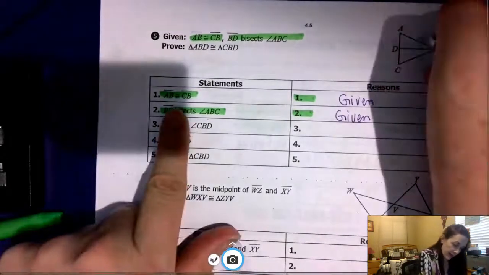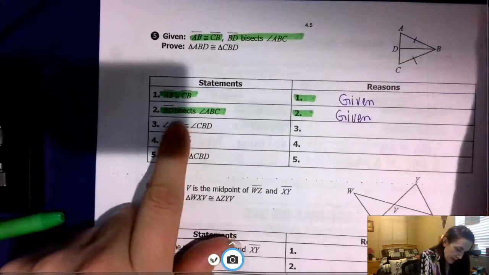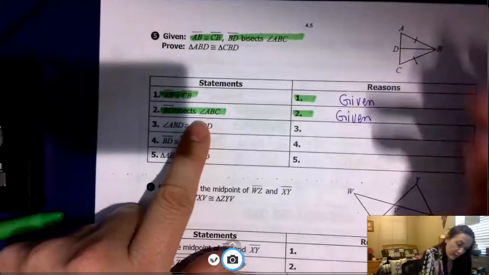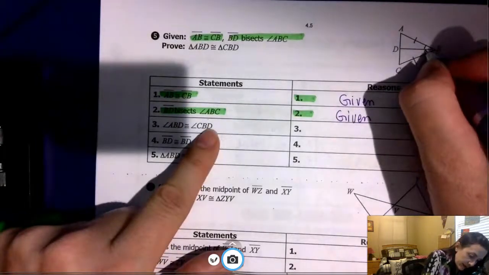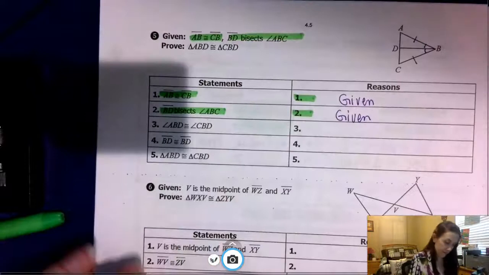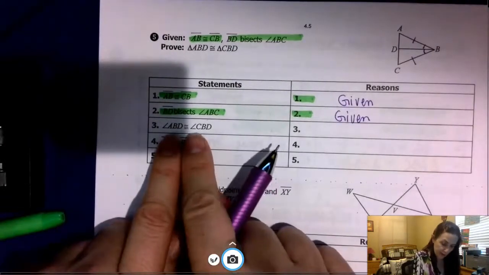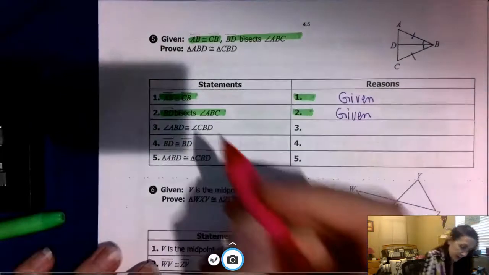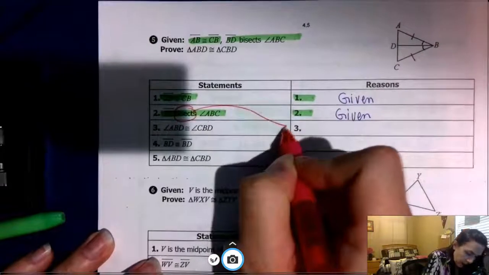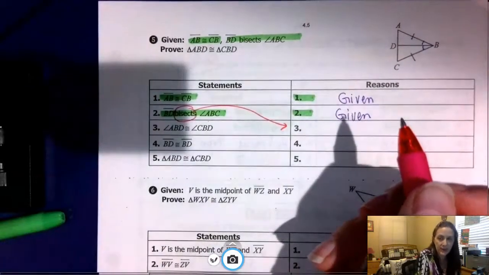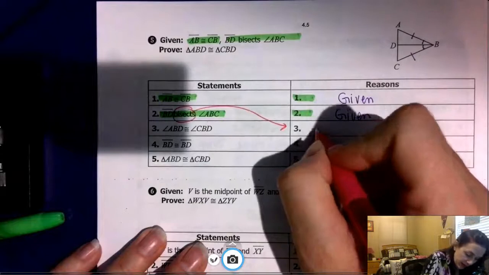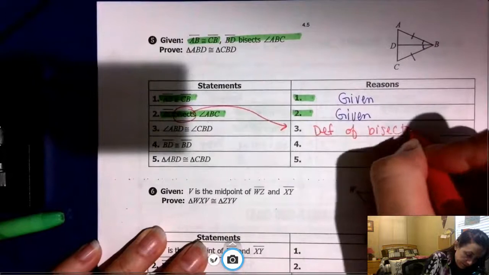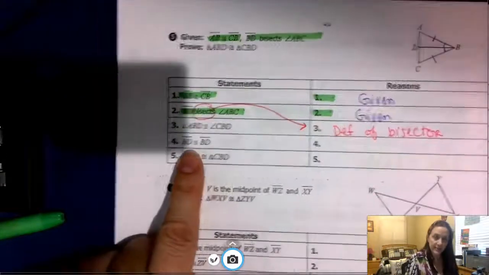Notated on the drawing, AB congruent to CB. BD bisects angle ABC, which means this angle here and this angle here have to be the same. So I'm going to say that those angles are the same. ABD is congruent to CBD because whatever's right above it is pretty much your reason for the next step every time, because that's my definition of a bisector. Well now, why can I say something equals itself?